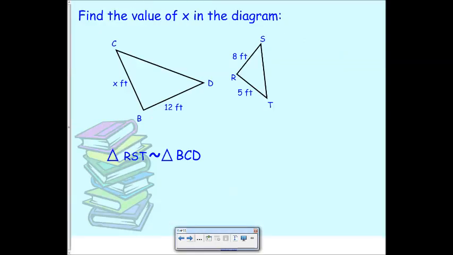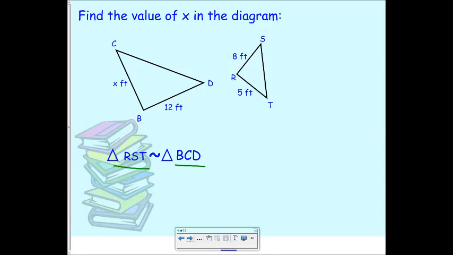All right, so let's take a look at this. The hardest part here is how are my triangles arranged? Do they look like each other? They look like one is turned, right? So they'll give you this, which means that all this means is R goes with which one? B. So R and B go together. S goes with C, and T goes with D.